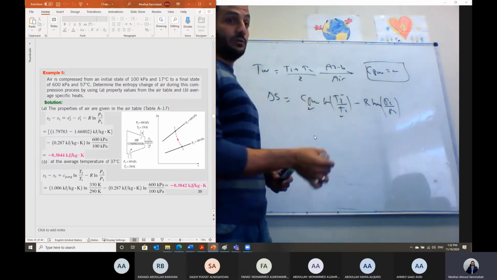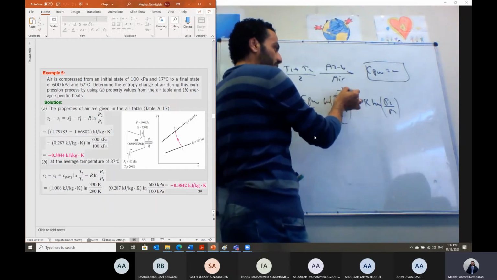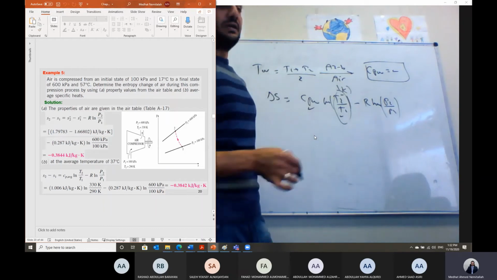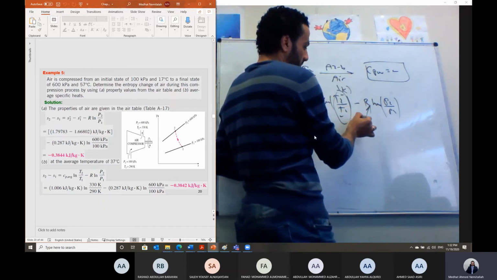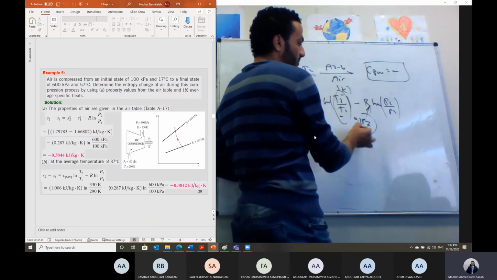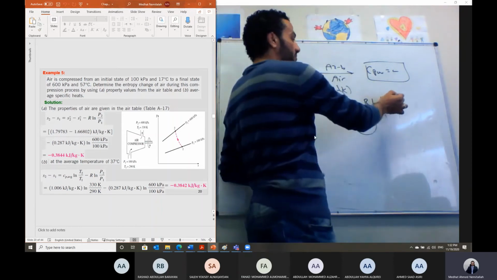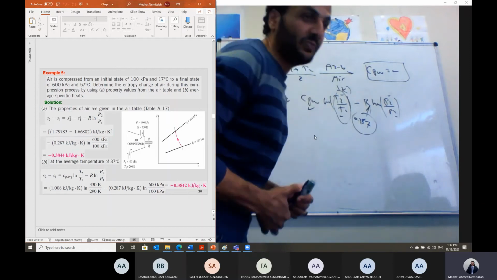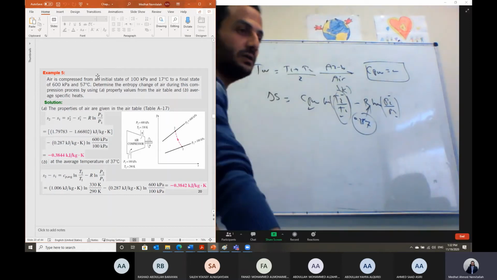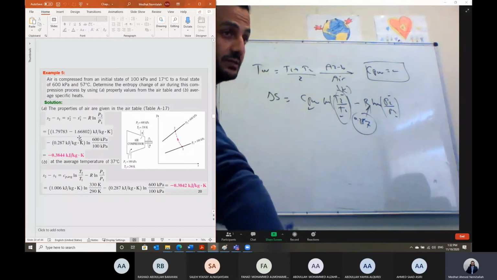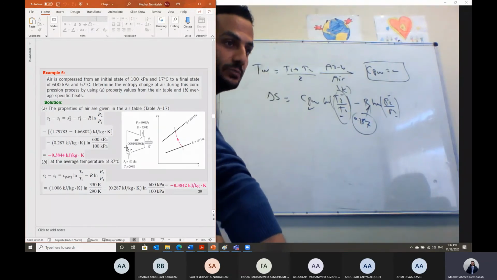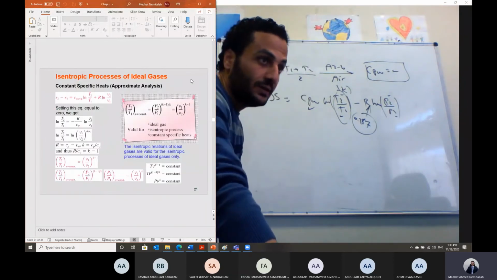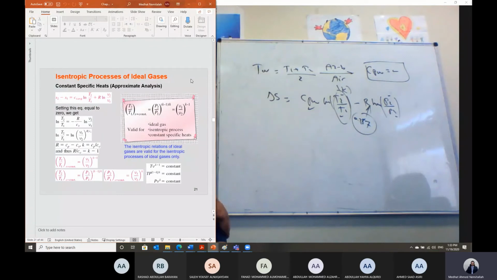We have T1 and T2, both of them should be in Kelvin. And this R we can get from table A1, 0.287 kilojoule per kilogram Kelvin. We have P2 and P1, then we can calculate delta S. Is it clear? So inshallah we'll be using this delta S in order to calculate the entropy generation. Inshallah, we'll learn how to calculate the entropy generation by the end of this chapter. Is that clear?